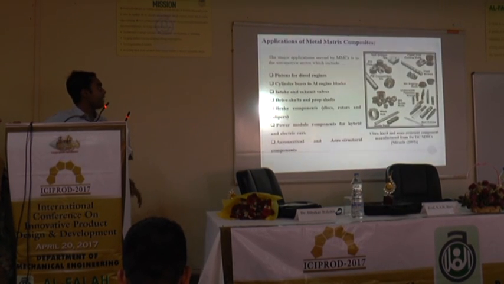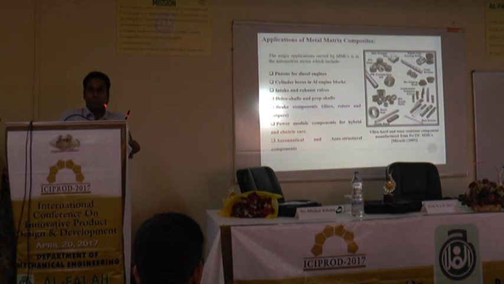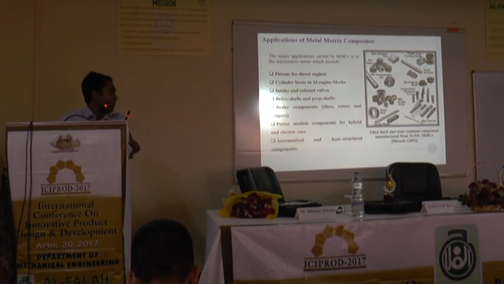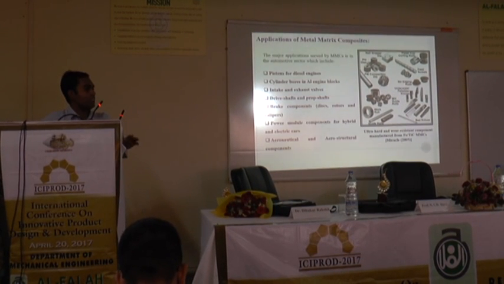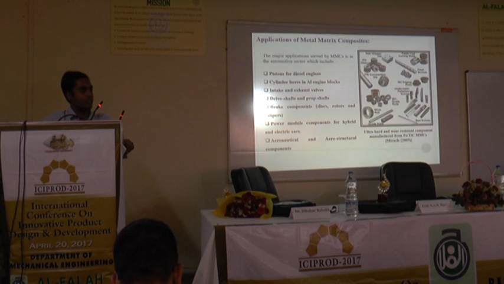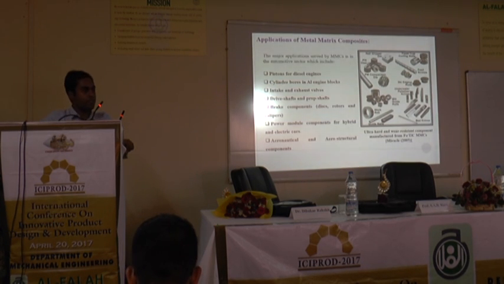Next. Now, these are the applications of metal matrix composites. It has been used in aerospace, it has been used in automobile, it has been used in power modules, it has been used in brake components, and it has been used for piston, for cylinder bolts. In most of the applications, we are nowadays using metal matrix composites because it is a very promising material as far as the structural, mechanical, as well as electrochemical behavior is being concerned.